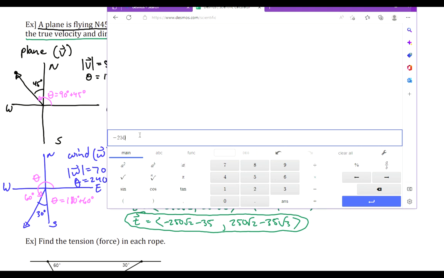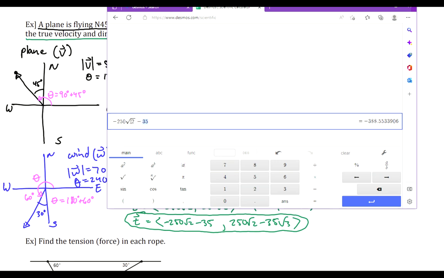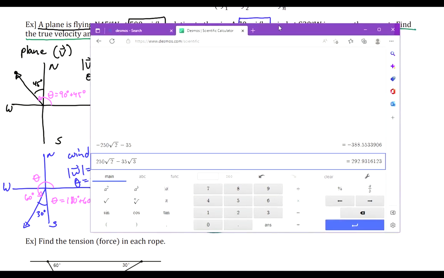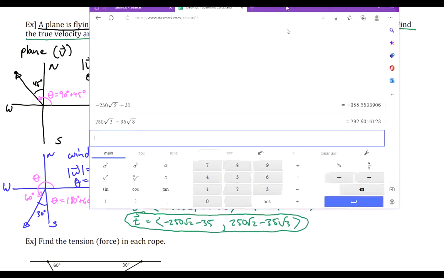So negative 250 square root 2, and then minus 35. There's that number. And then I'm just going to copy and change that and put a square root of 3 on it. There we go, and there's that one. Okay, so those are our two decimal answers, the horizontal component and then the vertical component, ready to go. I'm just double checking my signs: negative, negative, positive, negative.